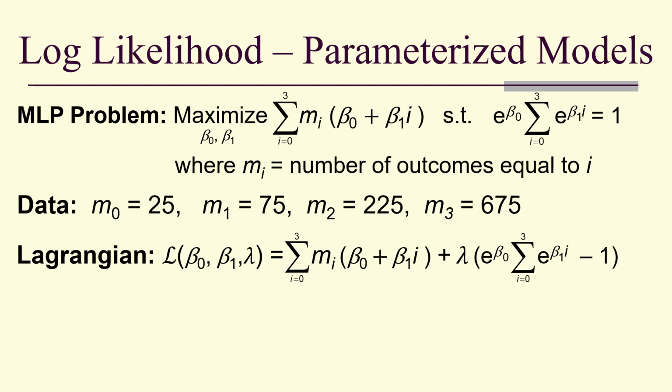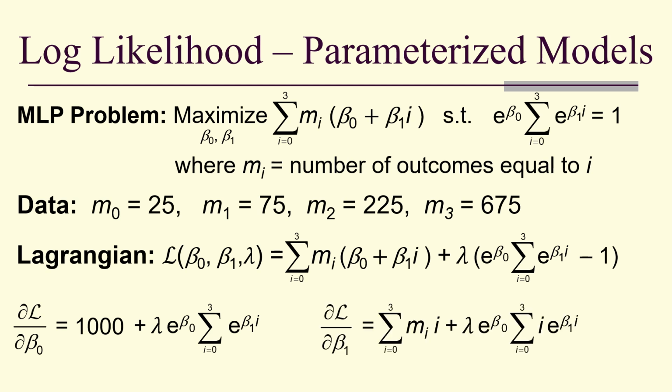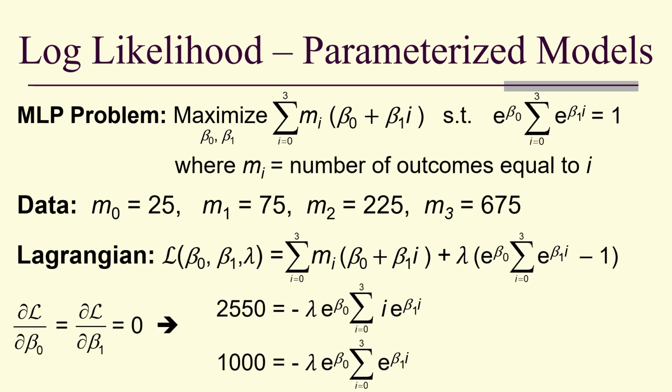So we need our Lagrangian, which is this function of beta naught, beta 1, and our lambda. We take its derivative with respect to beta naught. You can see that we simply get the sum of the m sub i's, and that's 1,000. You just add them up. And then the derivative with respect to beta 1 is the sum of the m sub i's times i plus that lambda term. And that's 2,550. The derivatives are equal to 0 when these two conditions are satisfied, but we can take the fractions of those, and that means we can cancel out the negative lambda e to the beta naught, and we end up with simply this fraction equals that fraction.